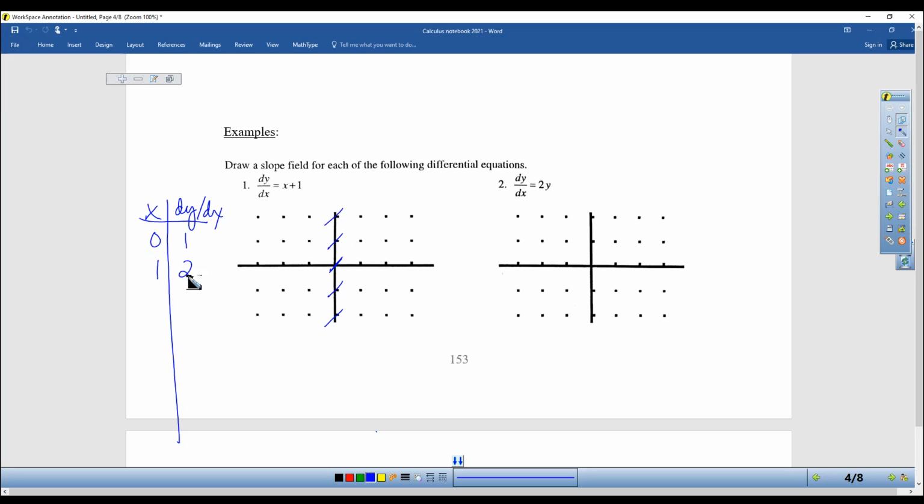At 1, it's going to be a slope of 2. So how do you make a slope of 2? You just have to make it steeper than the 1. At 2, it's a slope of 3, steeper than the 2. And you don't have to keep making the table if you're like, I can tell what's going to happen. It's getting steeper. Then just draw it.